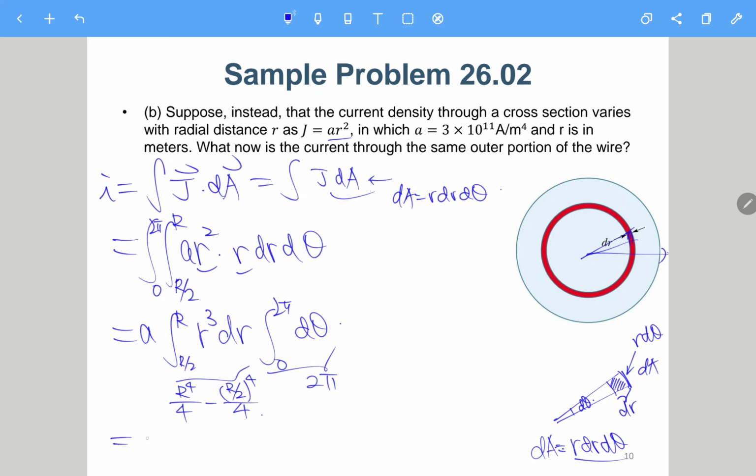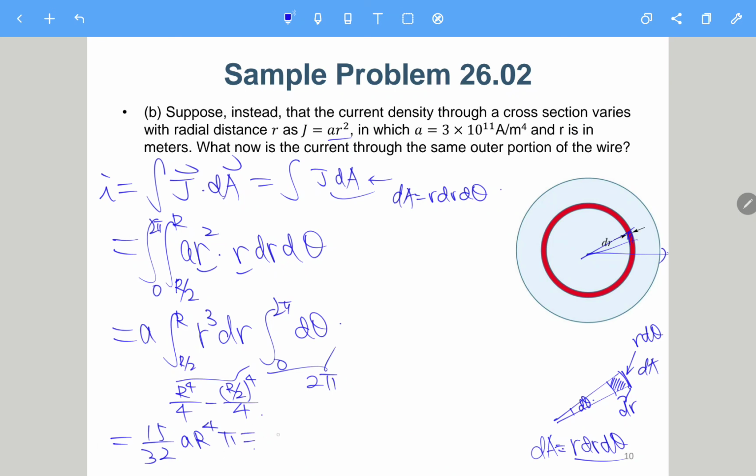So this is 15 over 32 A R to the 4th power pi. Doing some simplification, this is 1 over 4 times 1 minus 1 over 16, so it is 15 over 16 over 4, and then multiplying by 2, we have 32 here, and then A R to the 4th power and pi like this.